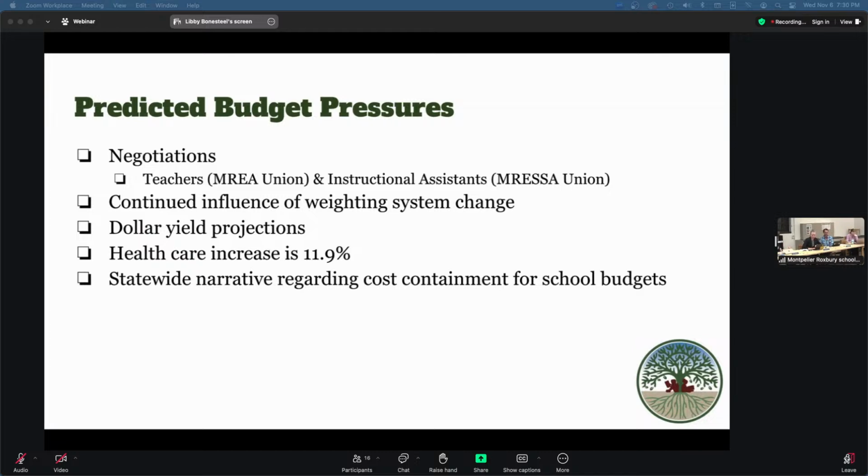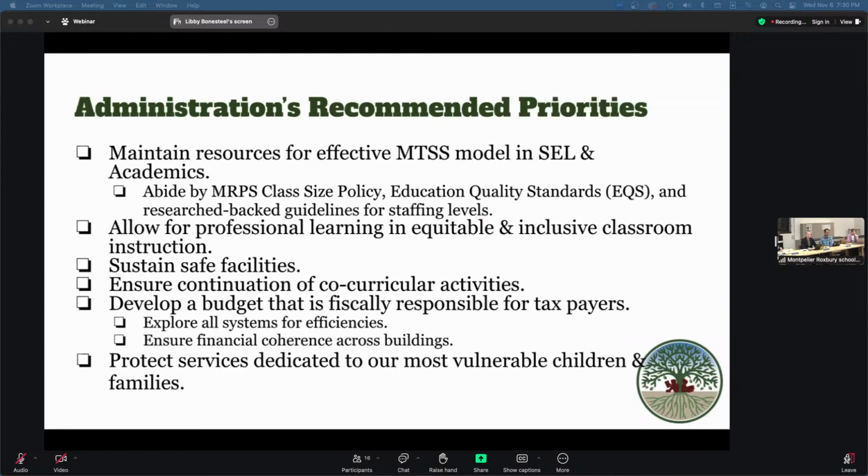Yeah, right, that's given to us. Healthcare increase. Yeah, thank you, Mia. I meant to say that.